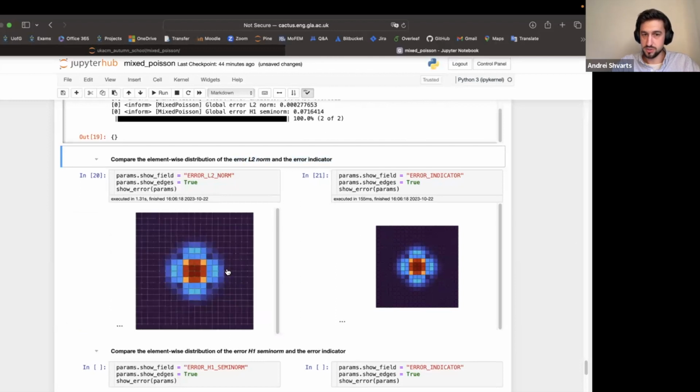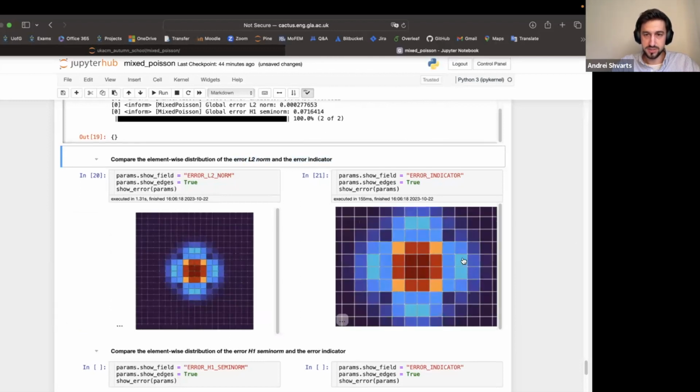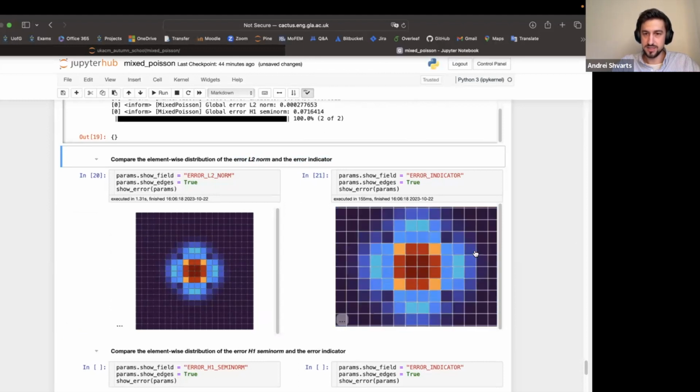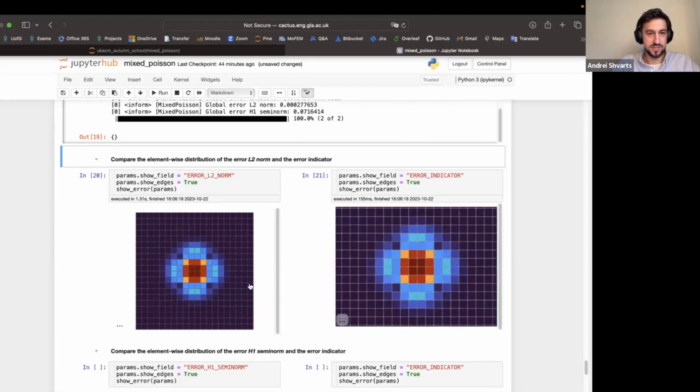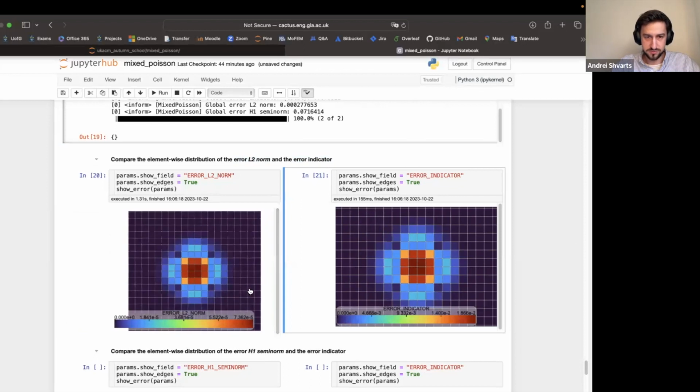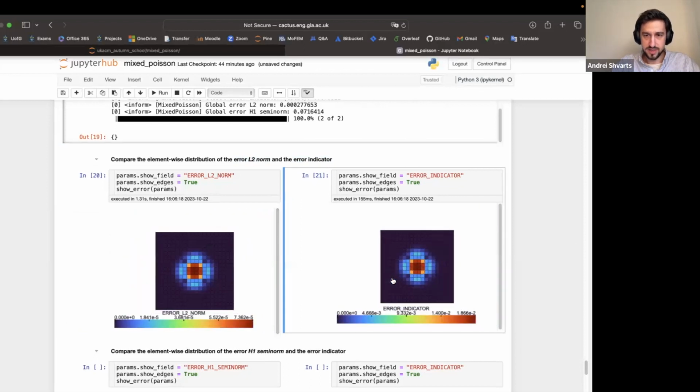So here on this plot, you can zoom in to see more details, and you can see that the same elements are being highlighted by the error indicator as the ones which are having high error. But if you press on those three dots over here, you can see the actual values. So you can see that even if the same elements are highlighted, the values of the error indicator are nowhere close to the values of the error L2 norm.